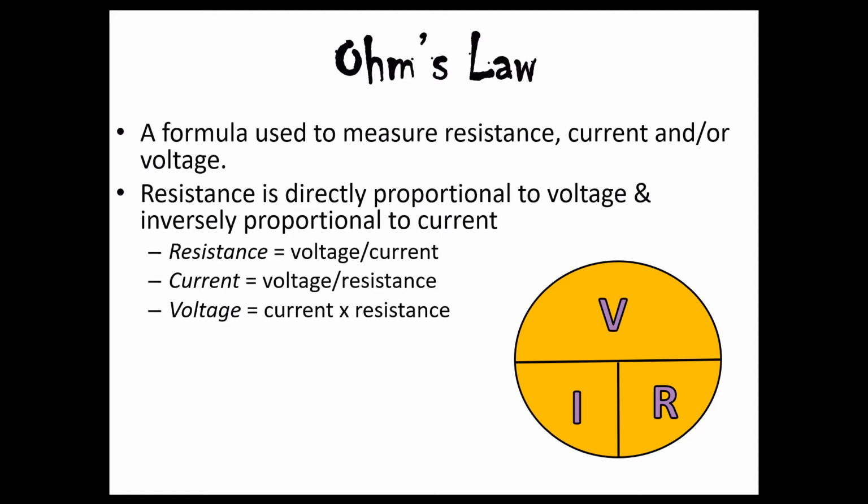So anything that crosses the multiplication line, you're going to multiply. Anything that crosses that horizontal line, you're going to divide. So we have several different formulas that we can get from this one concept. And so I've got those on the screen because sometimes you're going to solve for resistance, sometimes you're going to solve for current, and sometimes you're going to solve for voltage.